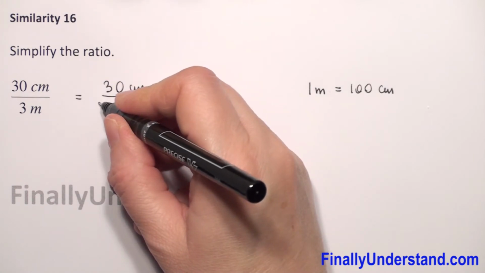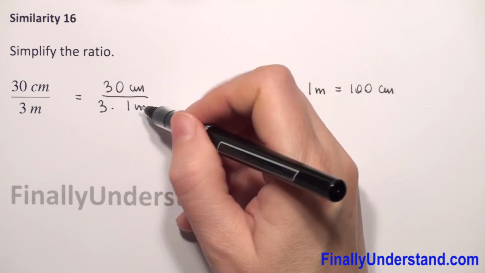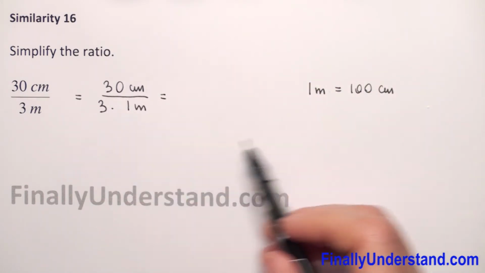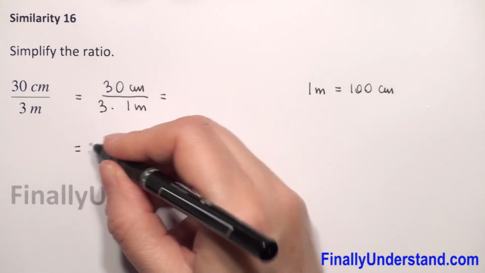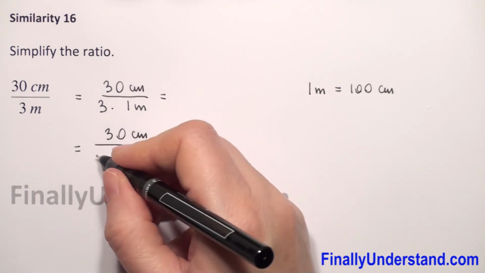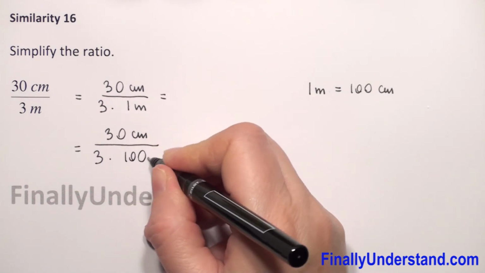that this is 3 times 1 meter. 3 times 1 meter is 3 meters. I didn't change anything. And now 1 meter I will substitute by 100 centimeters. So numerator we will rewrite, and in the denominator we will have 3 times, like I said, 100 centimeters.